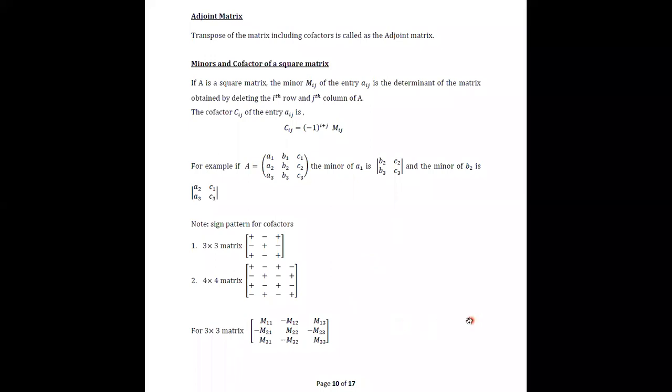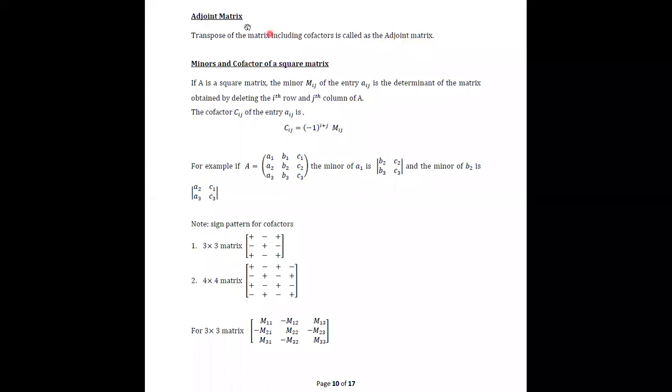In this session, we will start by discussing the adjoint matrix. An adjoint matrix is said to be the transpose of the matrix of cofactors. When we are discussing matrices, there is a concept called cofactors. If you write the cofactors inside a matrix and take the transpose of that matrix, then such a matrix is said to be the adjoint matrix.